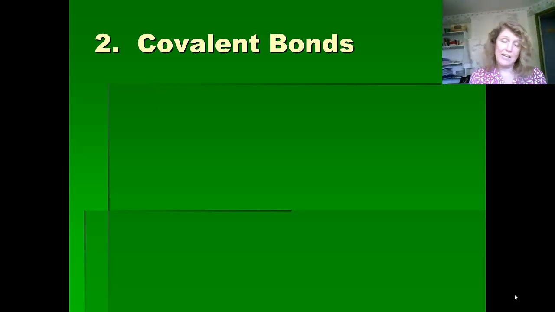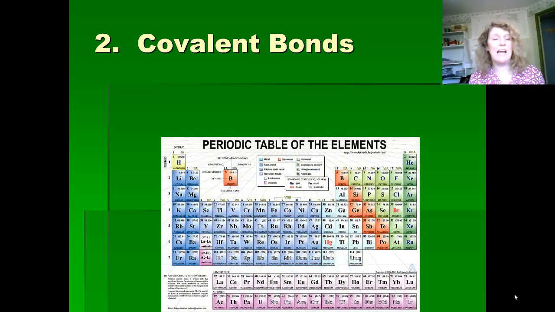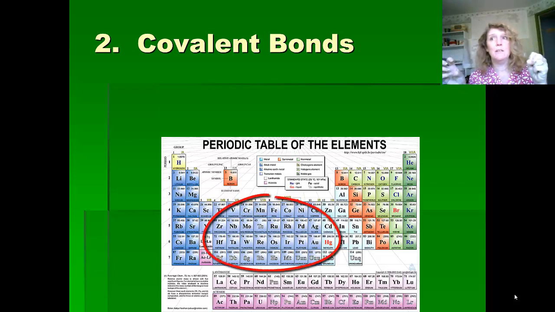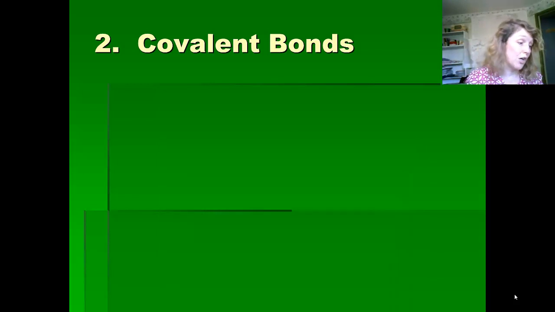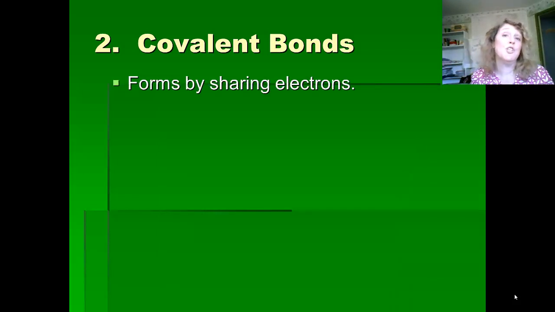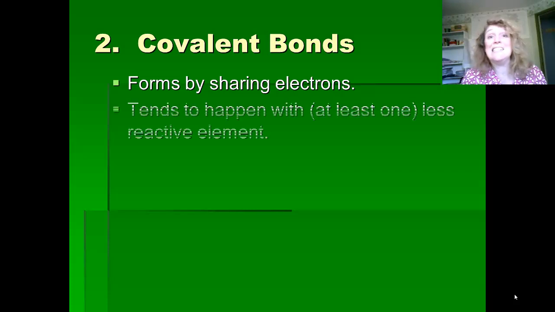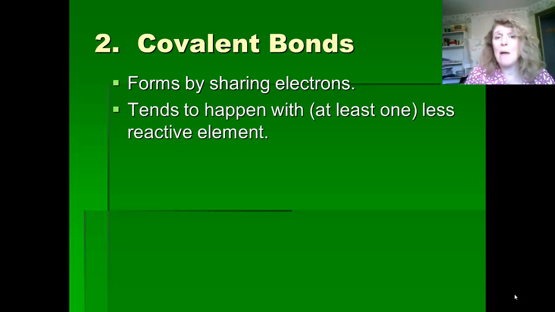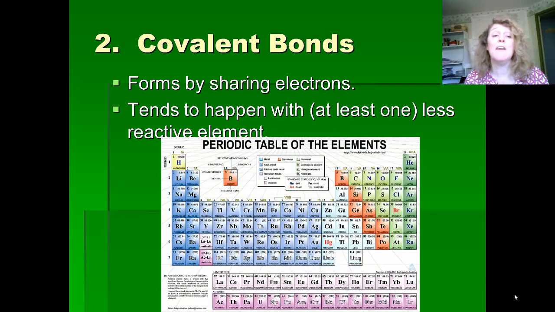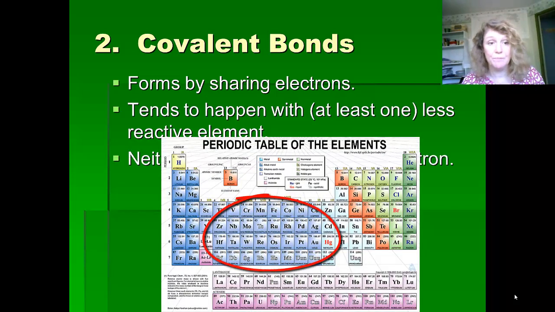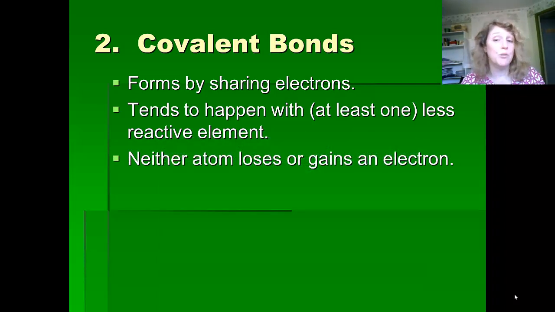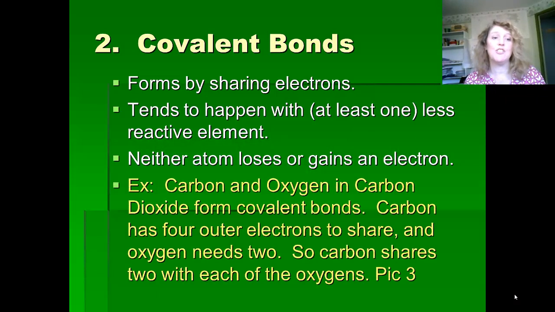Now there's the second kind of bond, that's the covalent bonds, because you don't just have elements that are just on the left and just on the right of the periodic table. There's all kinds of stuff in the middle there. And so how do you connect with all of those? That's where covalent bonds come in. These form by sharing electrons, not stealing them. This tends to happen with at least one of the less reactive elements that you would find in the middle of the periodic table. Neither atom loses or gains electrons, they just share them.